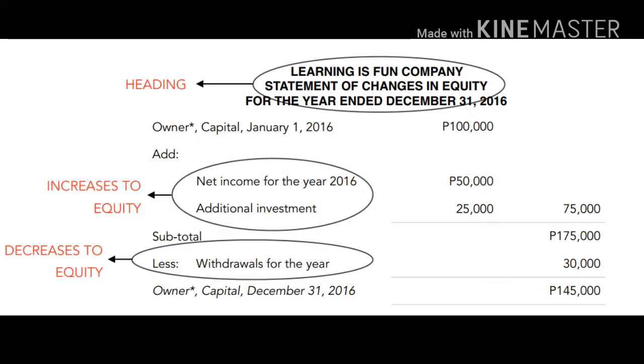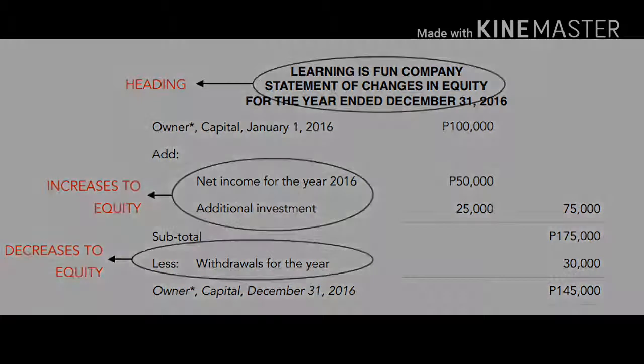Components of Statement of Changes in Equity. First, we have the heading. It is composed of the name of the company, name of the statement, and date of preparation. Second, increase to equity. We have the net income for the year and additional investment. And the last, decrease to equity. We also have the net loss for the year and the withdrawals by the owner.